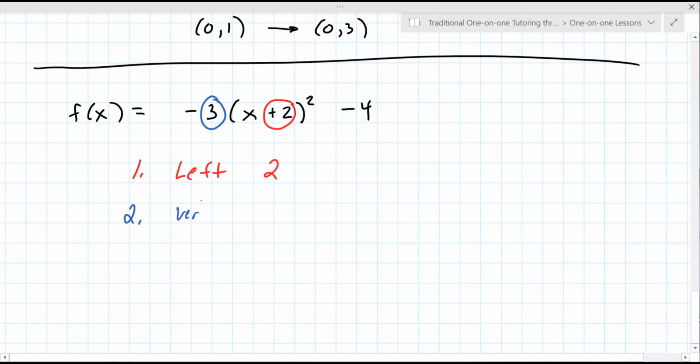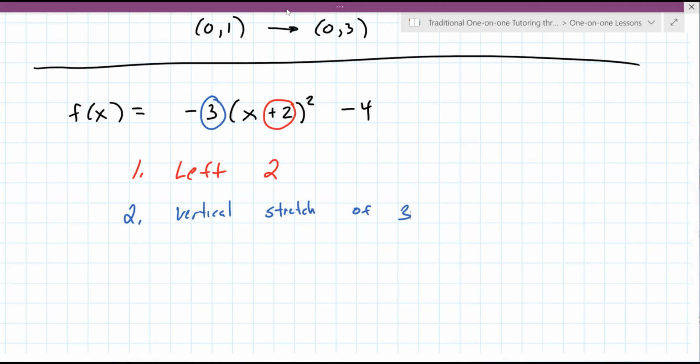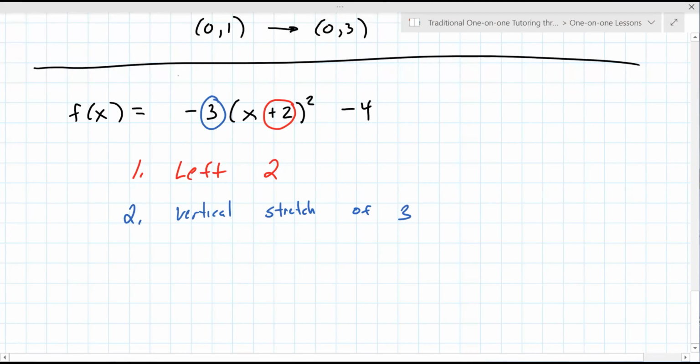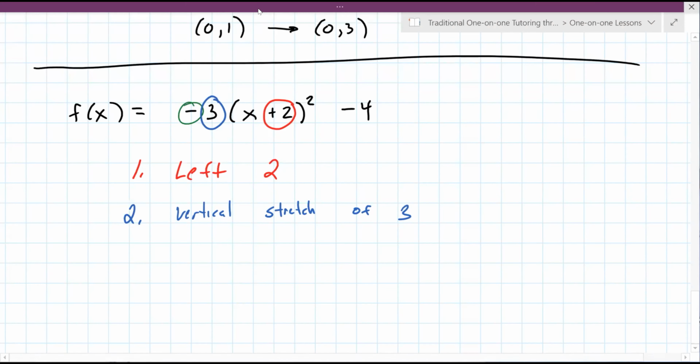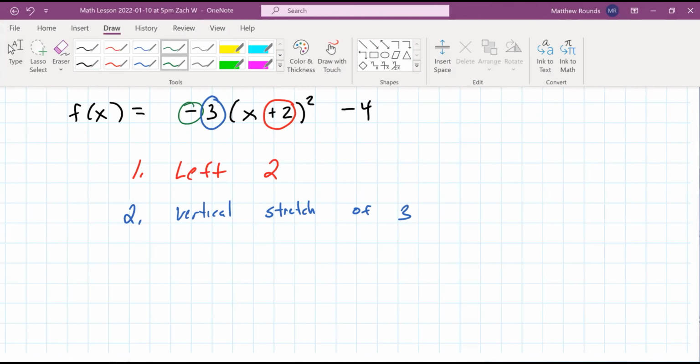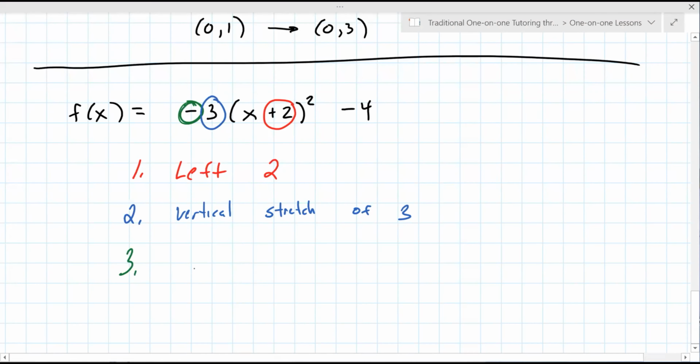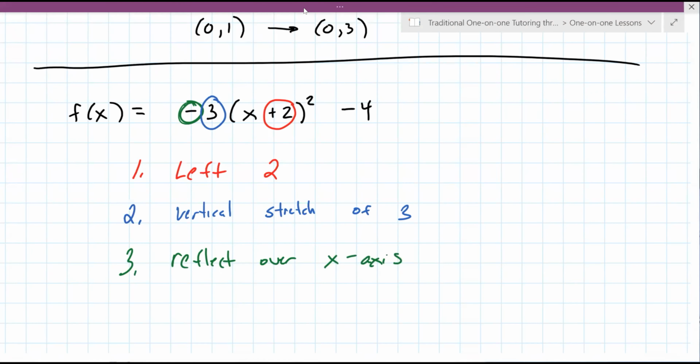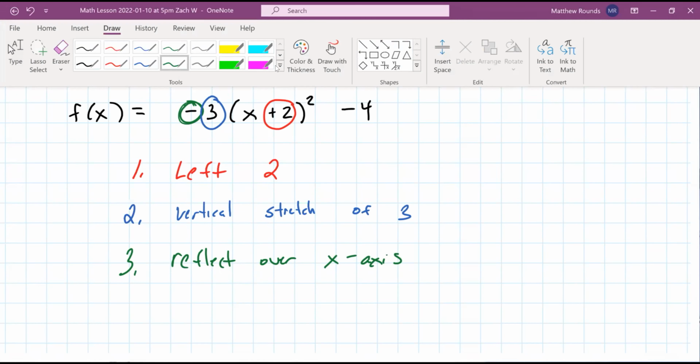And it's a vertical stretch of 3. Would I say vertical stretch of 3 or -3? The negative we're going to handle differently. The negative there is a reflect over the x-axis. So the negative before a number will make it be reflecting or flipping over the x-axis.